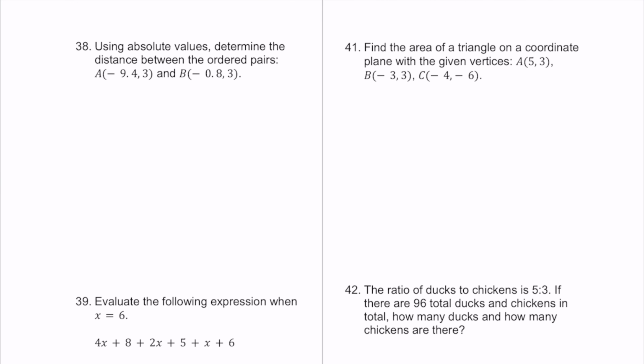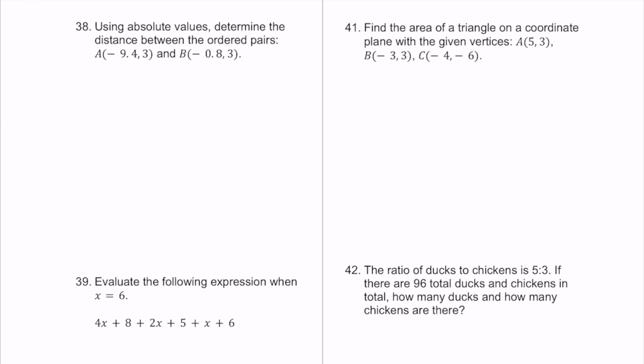Alrighty, for number 38, we have to find, using absolute values, the distance between these 2 ordered pairs. If you look at these 2 ordered pairs, this one is in quadrant 2. This one's going to also be in quadrant 2. Notice how they have matching y values of 3. So if they're both in the same quadrant, we're going to take the absolute value of one of these, preferably the one with a larger absolute value, and minus the one that has a smaller absolute value.